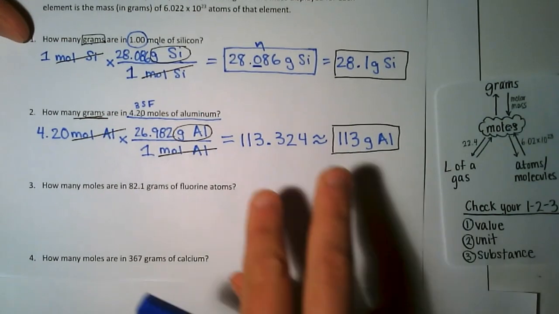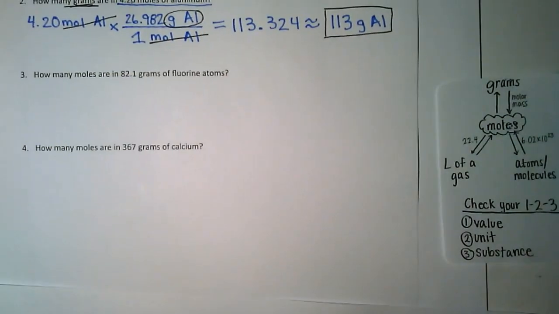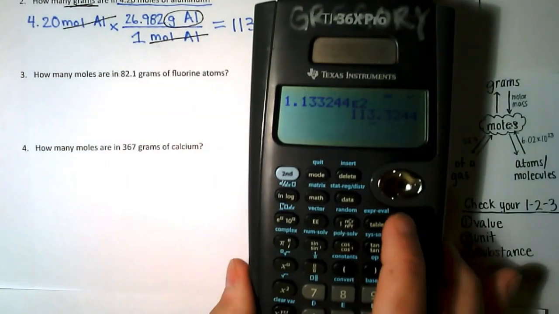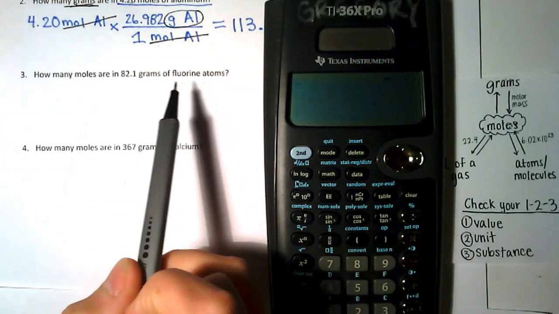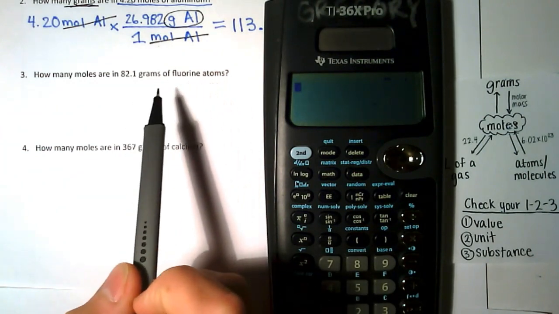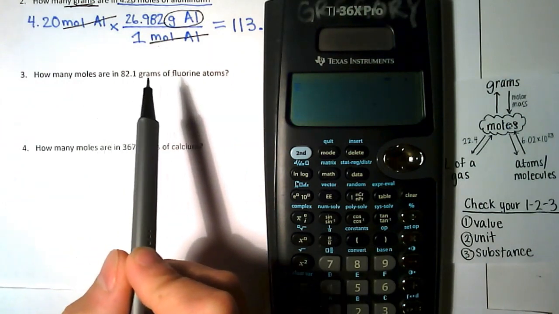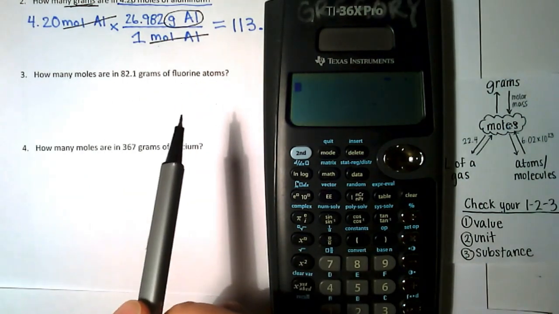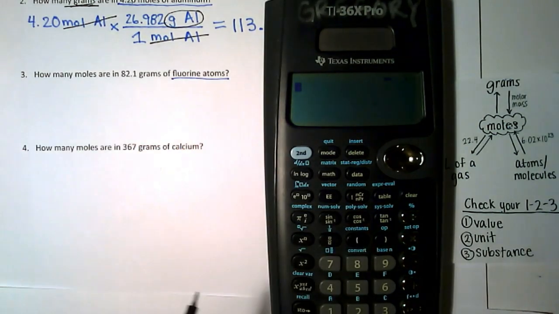All right, moving on to number 3. How many moles are in 82.1 grams of fluorine atoms? So it's important that this says fluorine atoms, because if it said fluorine gas or something like that, then fluorine is one of our diatomic elements. So we would have to use the molar mass of F2, not just F. But here it says specifically that we're talking about fluorine atoms, just a singular atom.